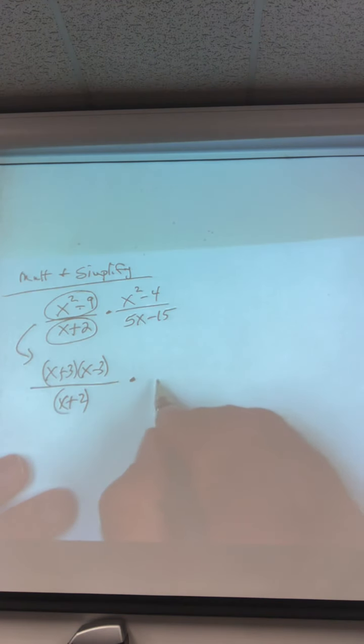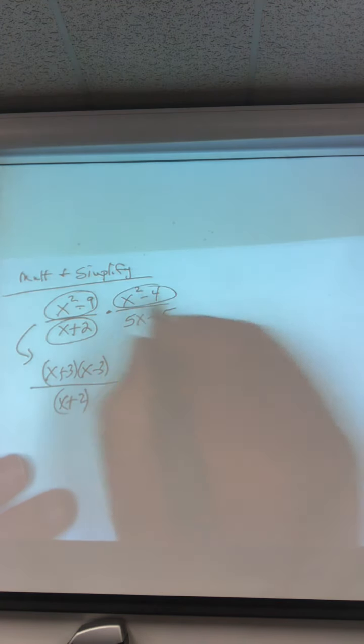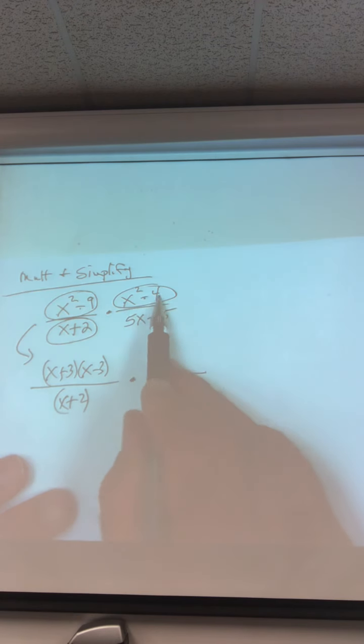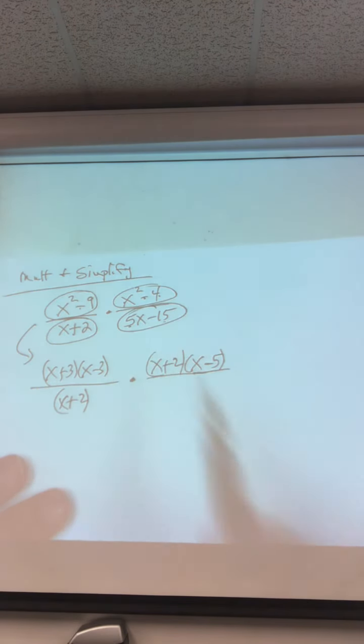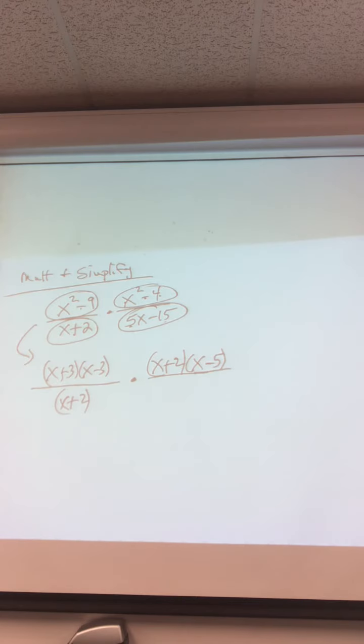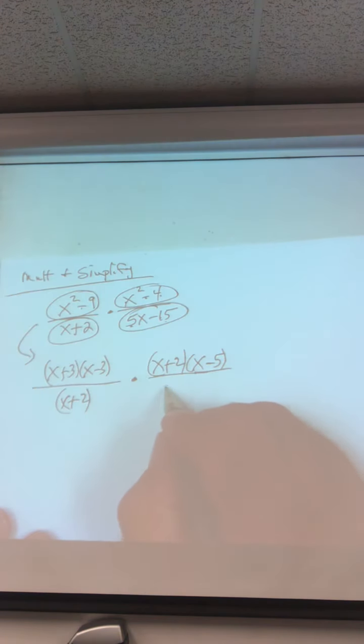Times. This is the difference of two perfect squares: x plus 2 times x minus 2. Now this one. Binomial. Does it have a GCF? Yes, 5. So take out a 5, and when I do, I'm left with x minus 3.